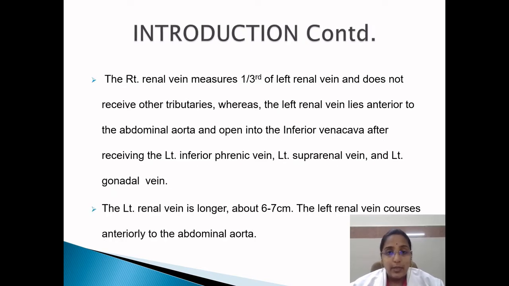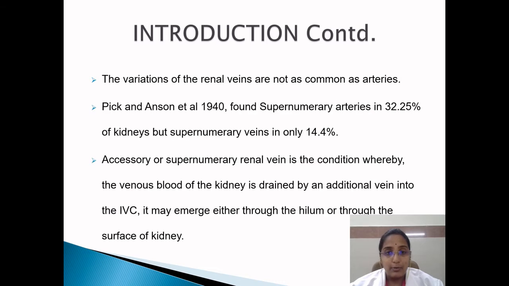The right renal vein measures about one-third of the left renal vein and does not receive other tributaries, whereas the left renal vein lies anterior to the abdominal aorta and opens into the inferior vena cava after it receives the tributaries from the left inferior phrenic vein, left suprarenal vein, and the left gonadal vein. The left renal vein is long, 6 to 7 centimeters. It courses anteriorly to the abdominal aorta.